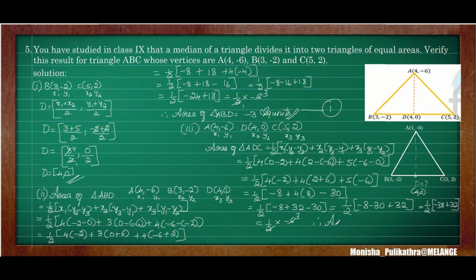Therefore, area of triangle ADC is equal to minus 3 square units. Okay, let this be equation number 2. So what happens? Equation 1 is also minus 3, equation 2 is also minus 3. So this shows that the median of a triangle divides the triangle into two triangles of equal areas. Okay. So you write down hence proved.